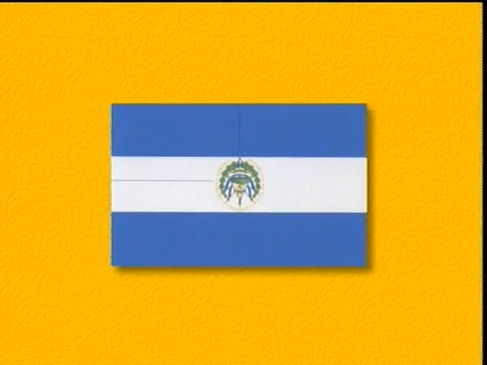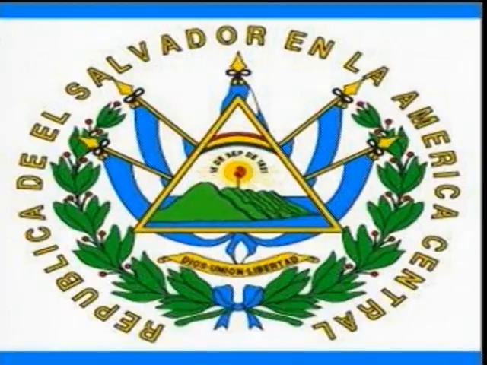The flag of El Salvador has an emblem that is surrounded by the national flags of the members of the United Provinces of Central America. A triangle represents equality. The motto of Central America is Dios, Unión y Libertad, meaning God, union, and liberty.